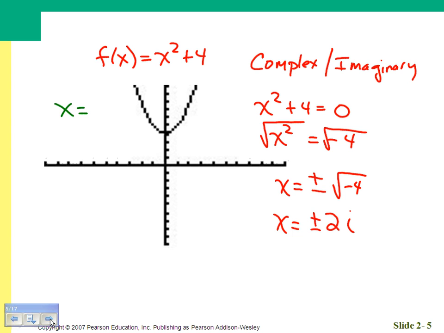So this has two solutions. x equals 2i, and x equals negative 2i. Those are imaginary solutions, but they are solutions nonetheless. And this takes us to what is the fundamental theorem of algebra.